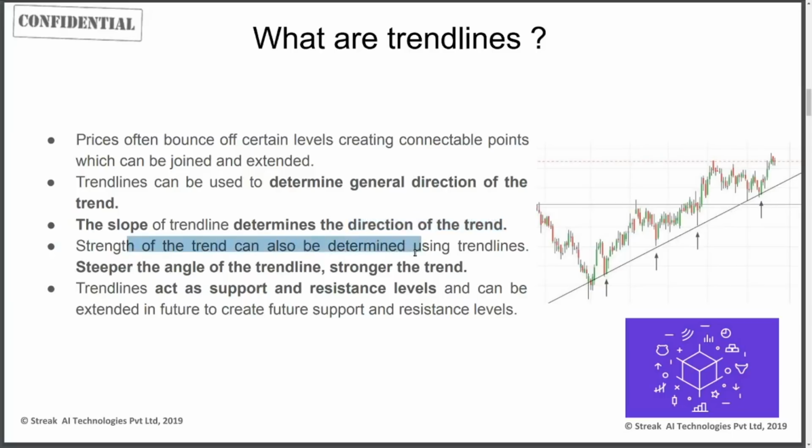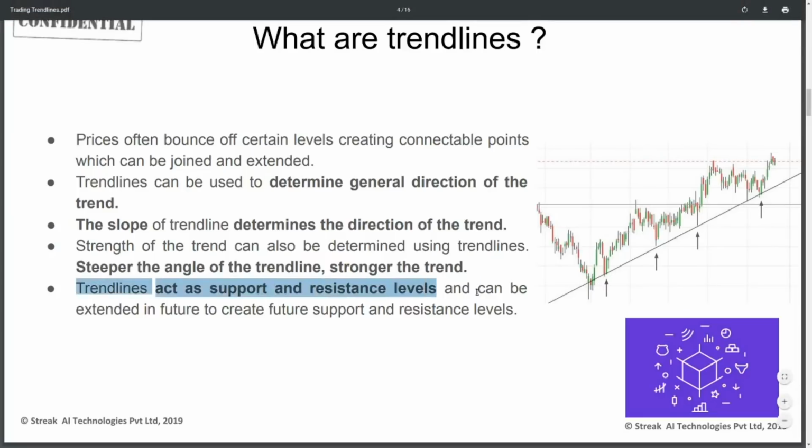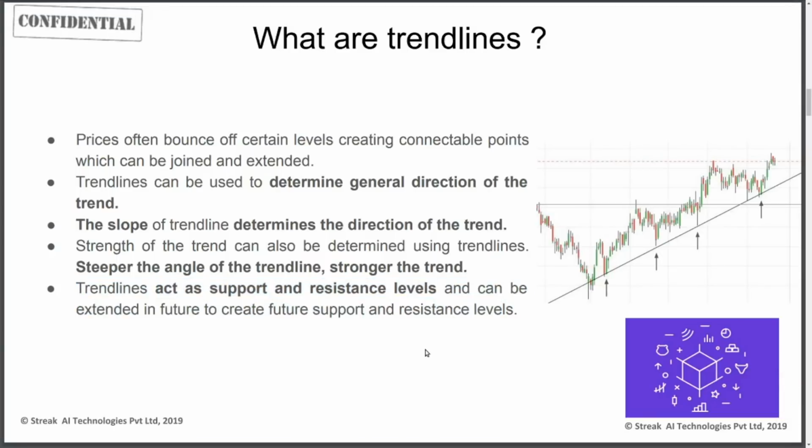The strength of the trend can be determined by using trend lines. Steeper the angle of the trend line, stronger the trend. So the steeper this line is the stronger; if this line is flat or very horizontal in nature, then the trend is very weak. But if it is highly inclined, that means if the slope is more, then it indicates a stronger trend. Also, the more points that can be connected to form this trend line, the stronger the viability of the trend line. A trend line acts as support and resistance and can be extended in future to create future support and resistance levels. So for those who have not seen our previous webinar, which talks about trading support and resistances, this also acts as an extension to that.